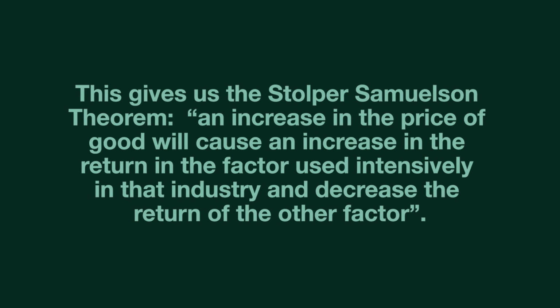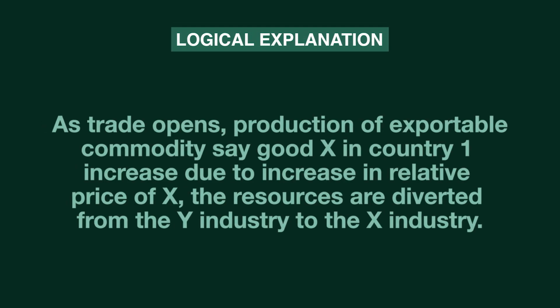And this is the crux of the Stolper-Samuelson theorem, that an increase in the price of a good will cause an increase in the return of the factor which is used intensively in the industry and will decrease the return of the other factor which is not used intensively. Now, if you have to explain this logically, let's take an example from good X of country 1.